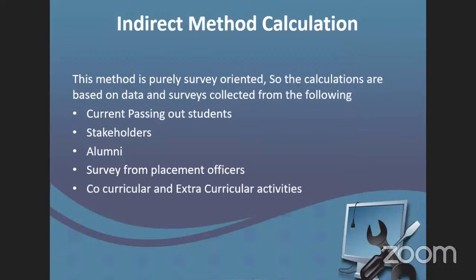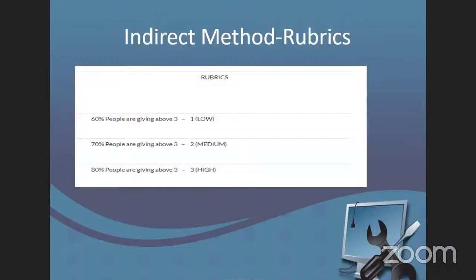For CO attainment also it is survey. For PO attainment also it is survey. So how am I going to do this? Indirect method. Again, I am fixing a rubric here, an assessment tool.